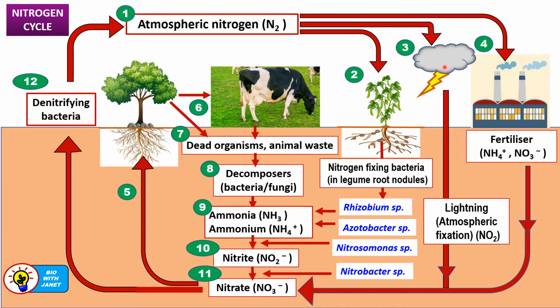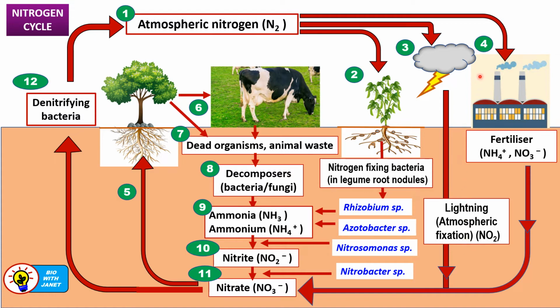Another method of nitrogen fixation is when lightning occurs in a thunderstorm. The lightning will oxidize the nitrogen. So the nitrogen will combine with oxygen in the air to form nitrogen dioxide. Then this nitrogen dioxide dissolves in rainwater in the atmosphere to form nitrous acid and nitric acid. When these acids fall to the earth, they react with other compounds in the soil to form nitrates in the soil. So this method of nitrogen fixation is called atmospheric fixation.